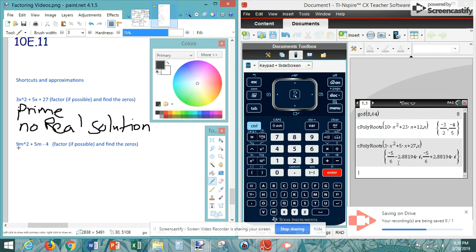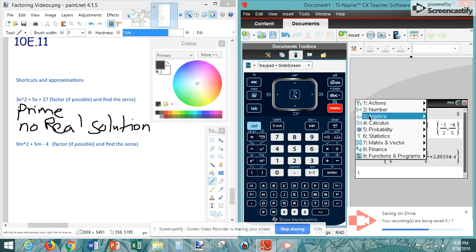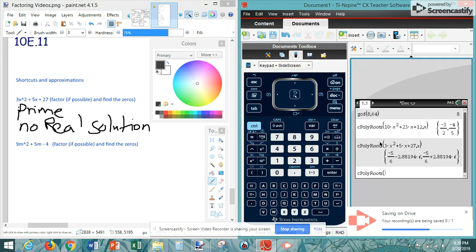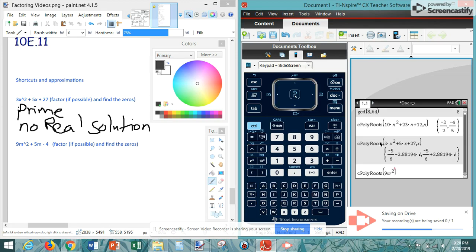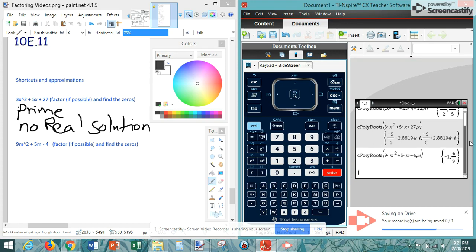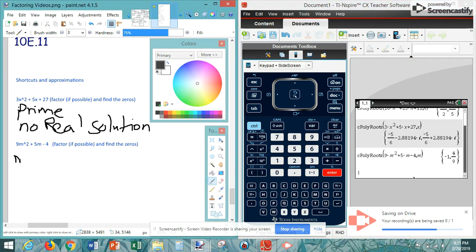Let's look at the next one. We have 9m squared plus 5m minus 4. So menu 3, 3, 3. Type in your equation: 9m to the second power plus 5m minus 4. And we'll put comma m this time. So we have our zeros. m equals -1 and 4/9. So now we're going to write our equation using those zeros.